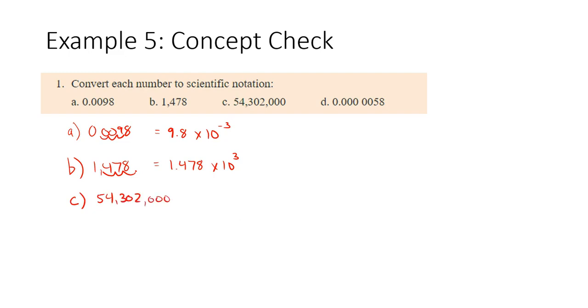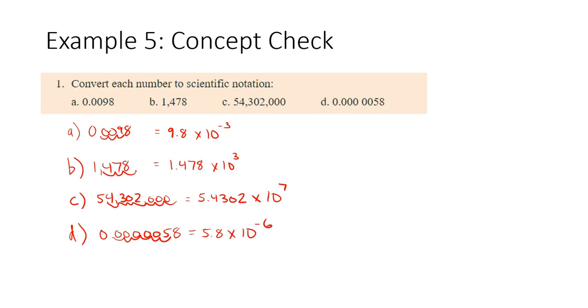54,302,000. Again, our decimal point is at the end. And so we're going to move to the left 1, 2, 3, 4, 5, 6, 7 places. 5.4302 times 10 to the 7th. And for D, 0.000058, we're going to move 1, 2, 3, 4, 5, 6 places to the right. 5.8 times 10 to the minus 6. And so these are these numbers written in scientific notation.